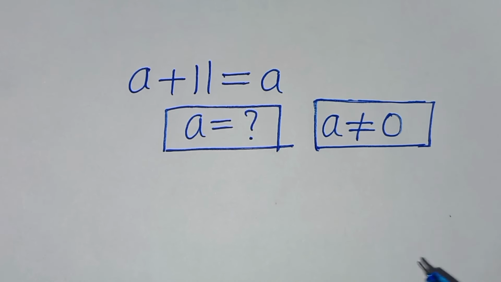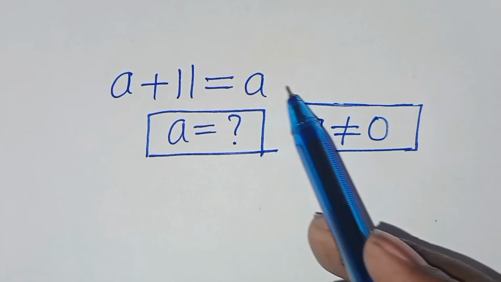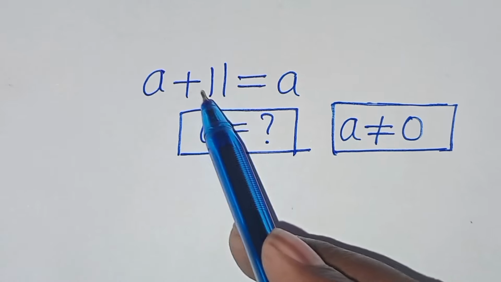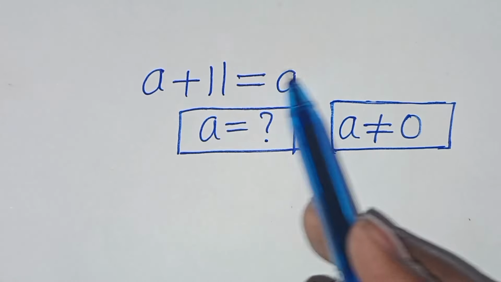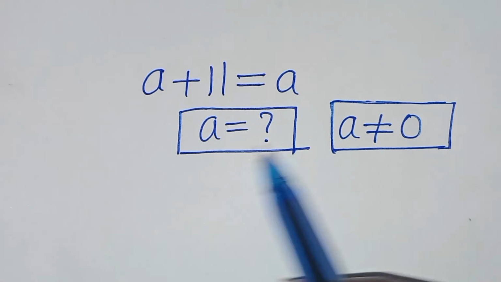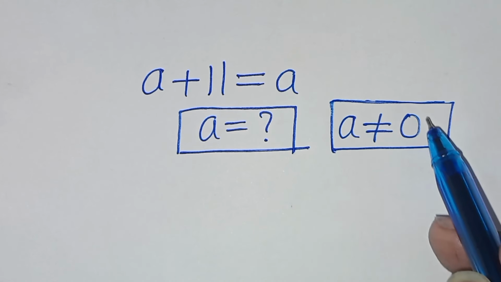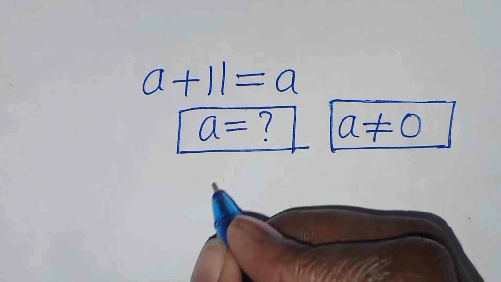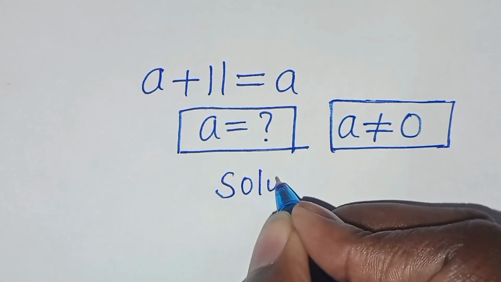Hello everyone, you're welcome to solve this nice algebra problem: a plus 11 is equal to a. So what is the value of a, given that a is not equal to 0? Let's present the solution from here.